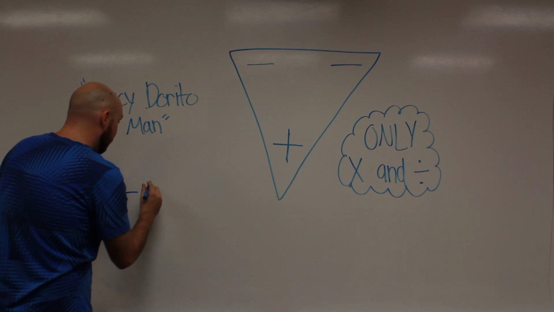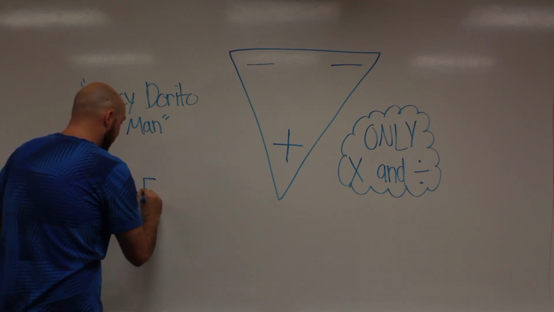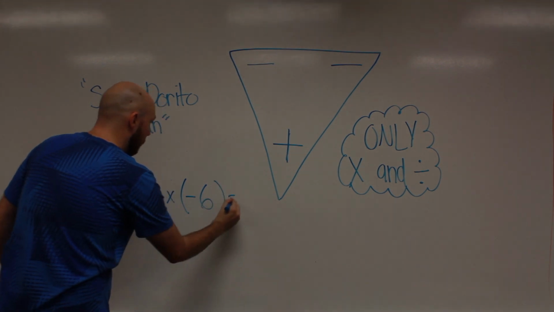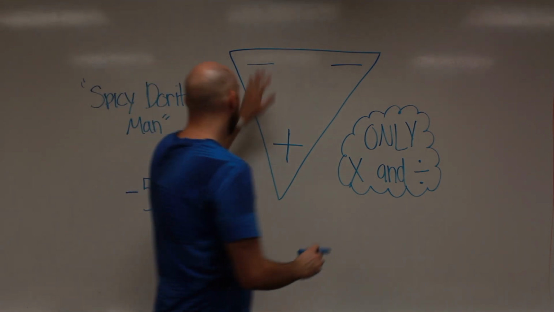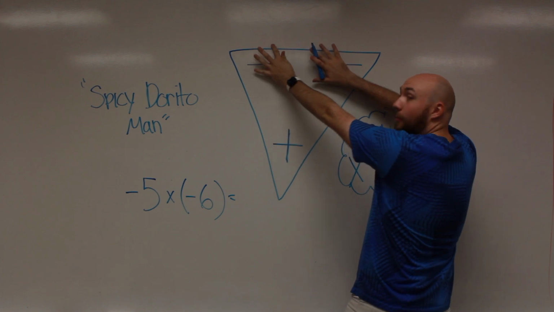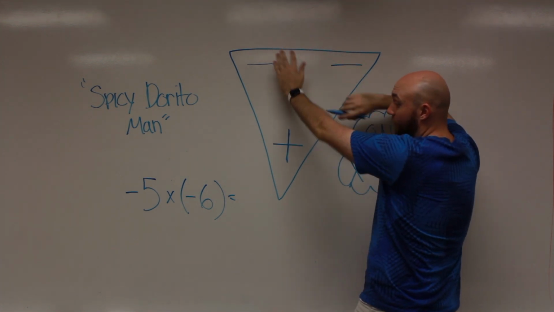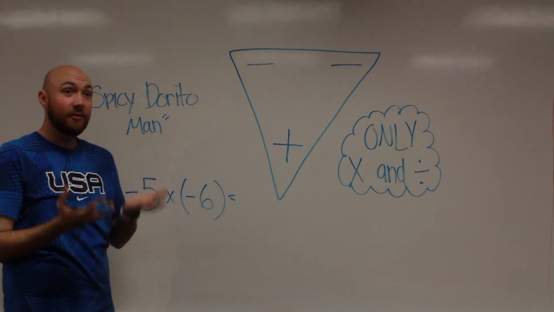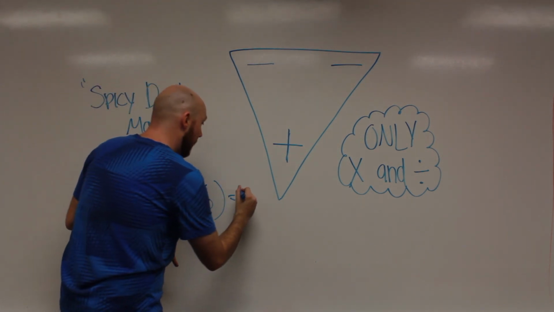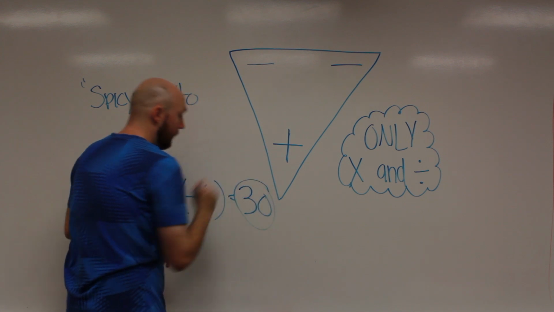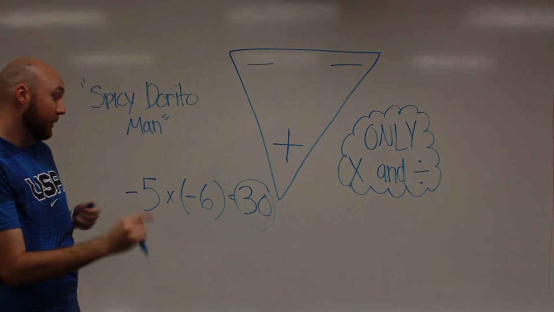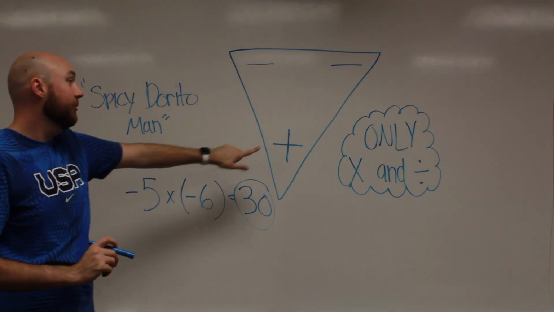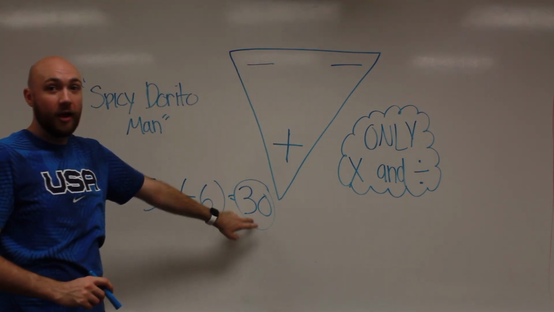Okay, let's try multiplication. Let's do negative 5 times negative 6. Okay, 2 negatives. I'm gonna cover 1 negative up, 2 negatives up. What is left? A positive. So our answer is going to be positive. Now let's see what 5 times 6 is. It's 30. Our sign is positive. Our answer is positive 30. So basically what we're doing is we're covering up signs that we see. Whatever is remaining will be our answer sign.